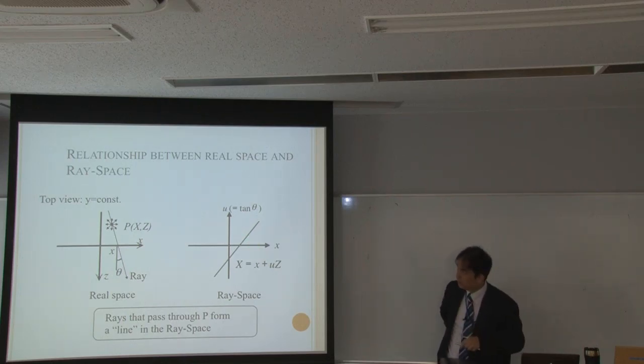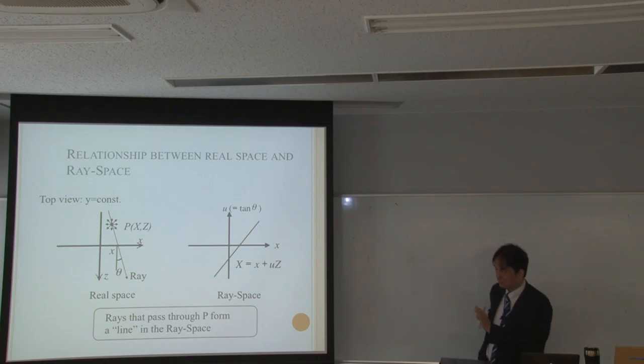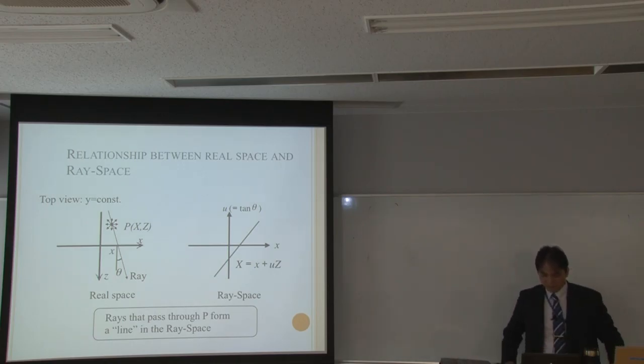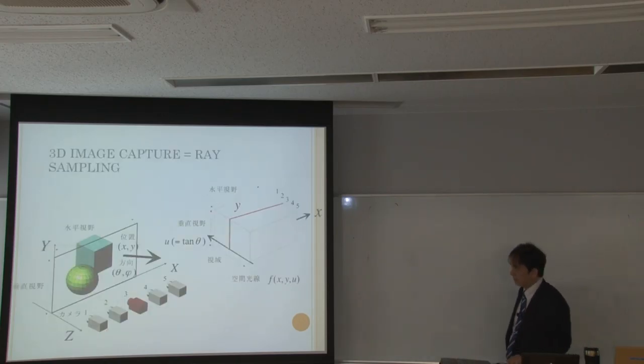So next, we consider a bunch of light rays which pass through this one point P, (x, z). Many light rays pass through this point. One light ray corresponds to one point, so if we consider a bunch of light rays which pass through this point P, it forms a line here. This is a very interesting relationship between real space and ray space. So what does this mean?